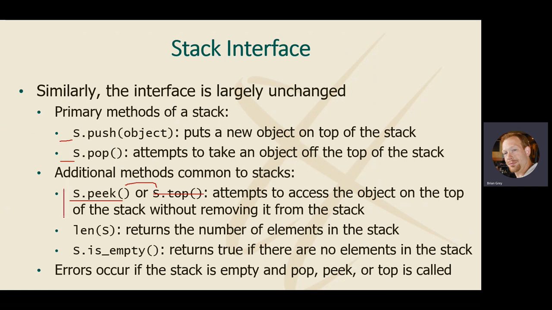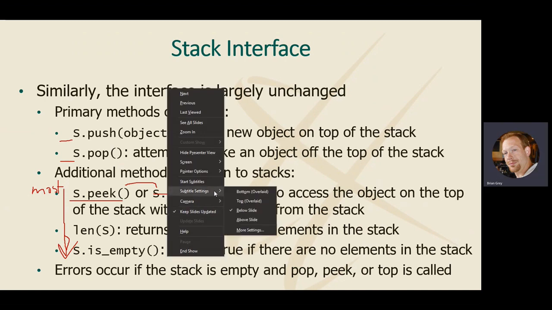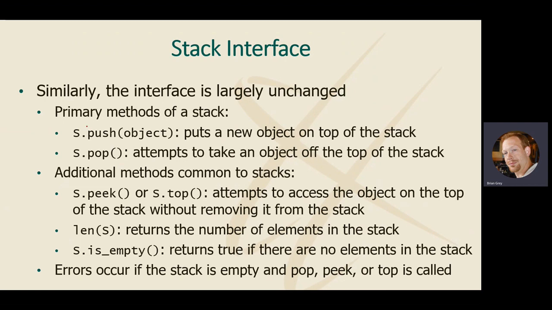So you know, these are, in my experience, in order of likelihood to see. So this is most likely. Most of the time, if an object's going to have a peek or a top, or a len or an is empty, it will have a peek or a top, right? Is empty is the least likely to be implemented. But at this point, most modern programming languages have all 5 of these methods.